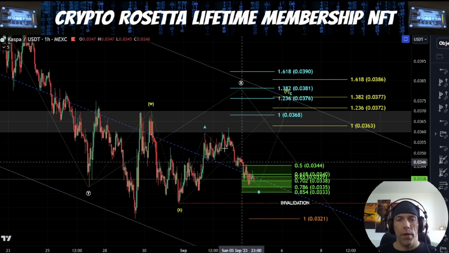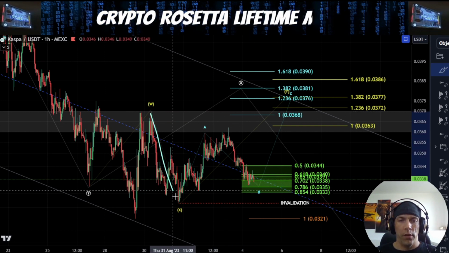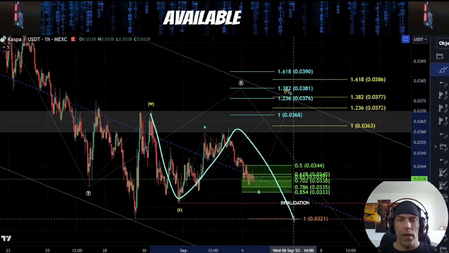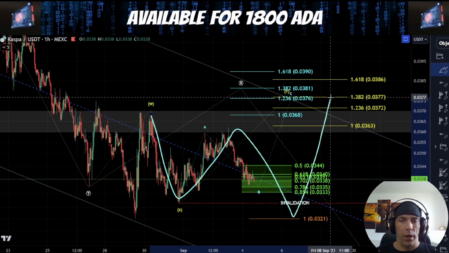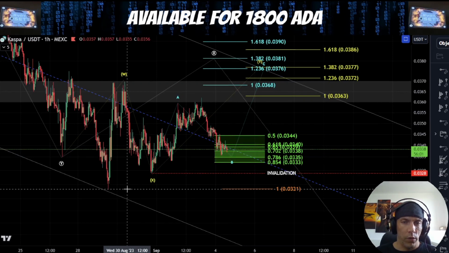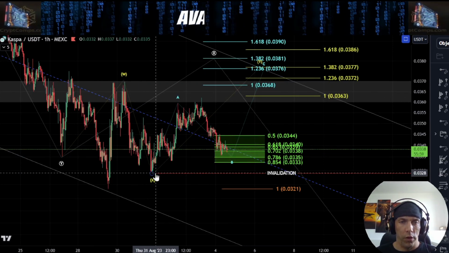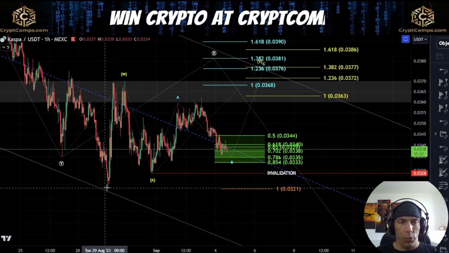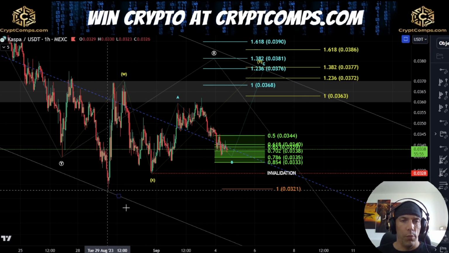Alternatively, what we could have here is that we could also just potentially have this as A, B, and C, and then we will still see a push to the upside afterwards. Now, the reason this would be interesting is actually because this 1-to-1 of this move to the downside here would actually look to push us back into this low. So I will be keeping an eye on that.